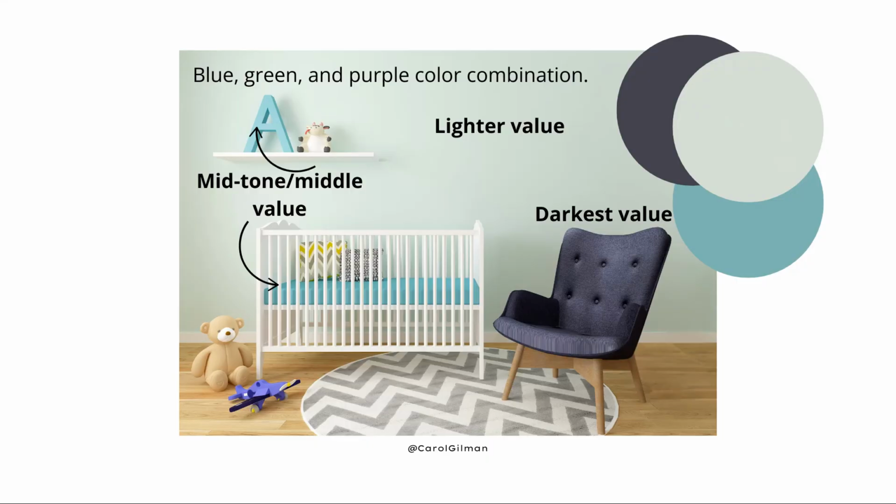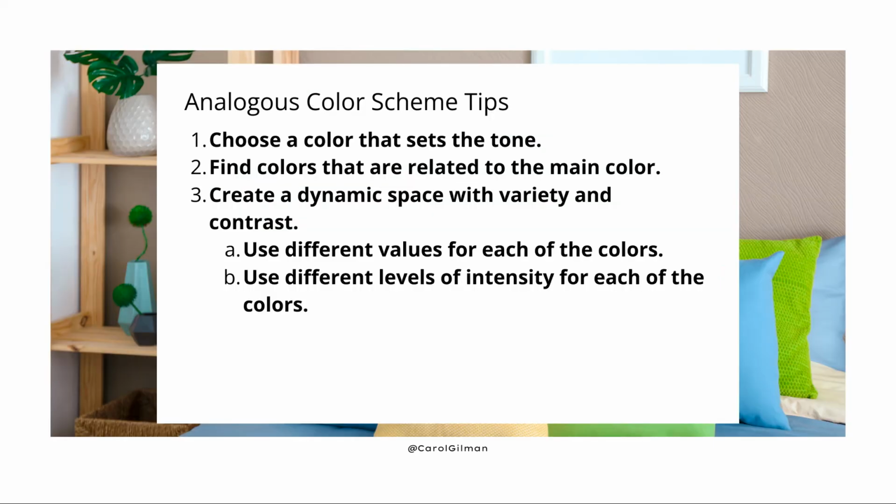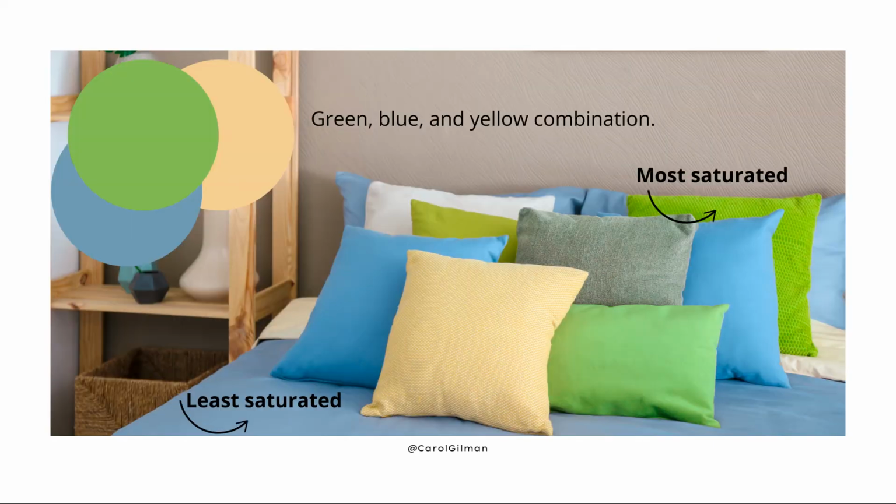One thing you could do is just to have each of those colors, either 2 colors or 3 colors, and that each of them has a different value to it. So maybe your main color is a lighter color, whereas the other 2 related colors are in mid-tone or darker values. And the same goes with saturation and intensity. Maybe your main color is the most saturated color, whereas the other 2 colors or the other color you're working with is less saturated.